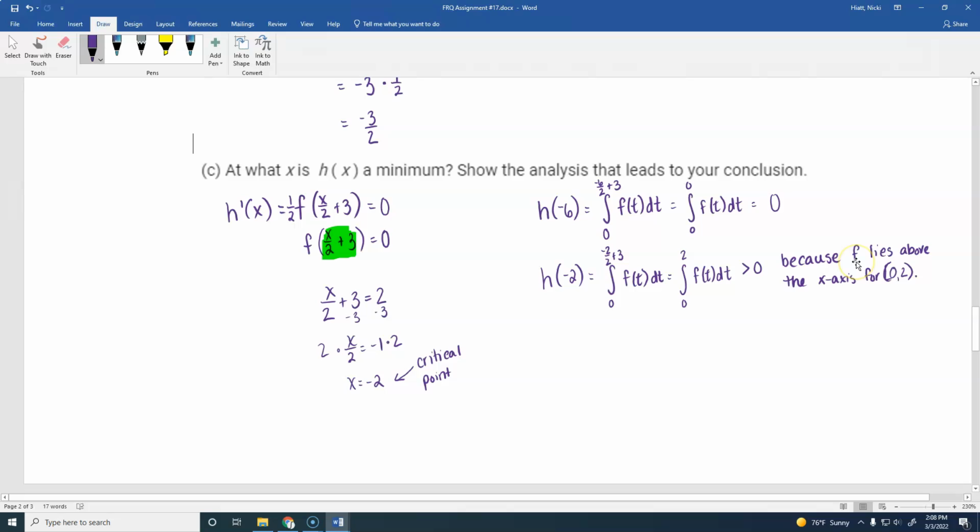Yes, you do have to say this out to the side. Because you have to show them how you know that's positive. I would put something about that area being above the x-axis.